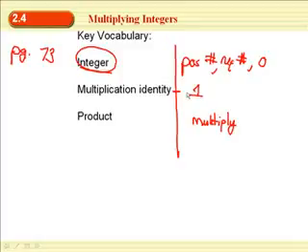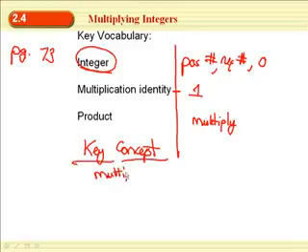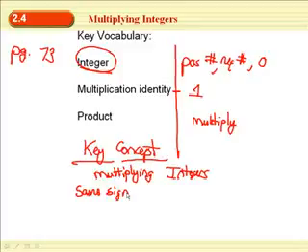So let's first hit the first key concept, which is multiplying integers. There's basically two things that can happen when you multiply integers. The first thing is you can multiply numbers that have the same signs. That means they're either both positive or both negative. And when you multiply the same signs, all you do is multiply, and the sign stays the same.